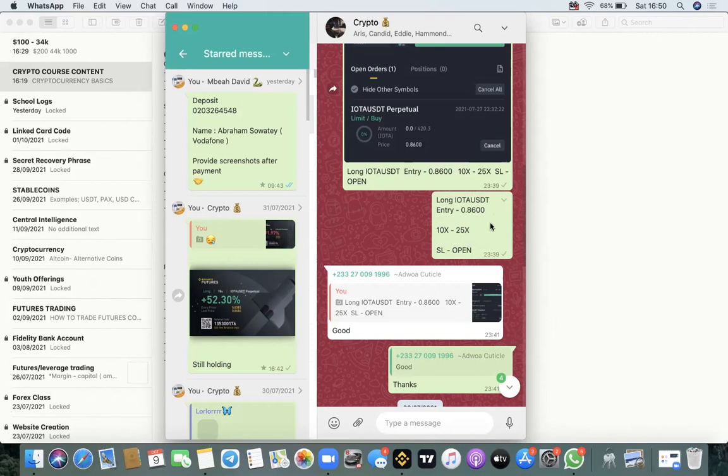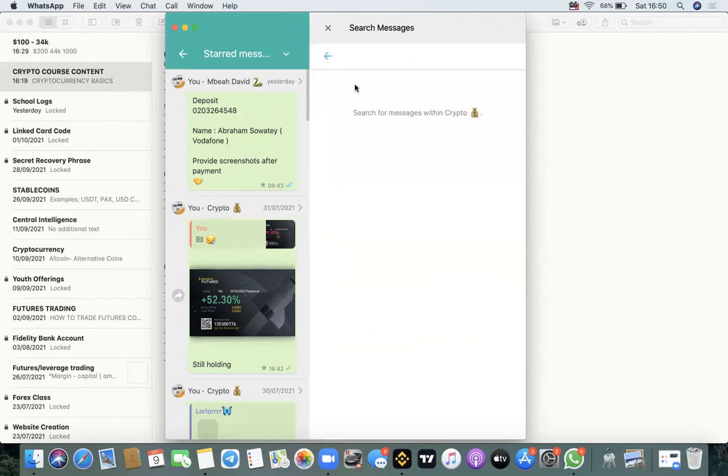I didn't give any take profits, I didn't give any TPs over here. And SL was open, which is stop loss, meaning you can bet him now. So it was a confident trade that I gave. I've given a lot of signals over here.